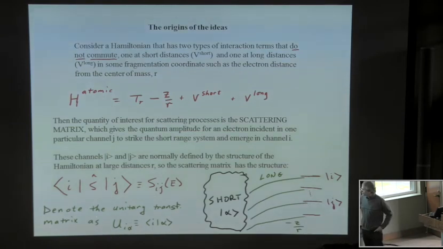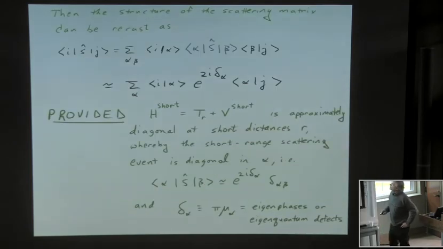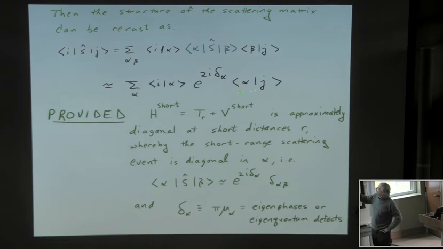But this projection controls a lot of physics. Basically, if you want, you can recast the scattering matrix, plug in the unit operator and use the approximate diagonal nature of the Hamiltonian, and therefore of the scattering processes, in the short-range quantum numbers for the short-range zipping in and zipping out of the electron, out of the atomic or molecular core.